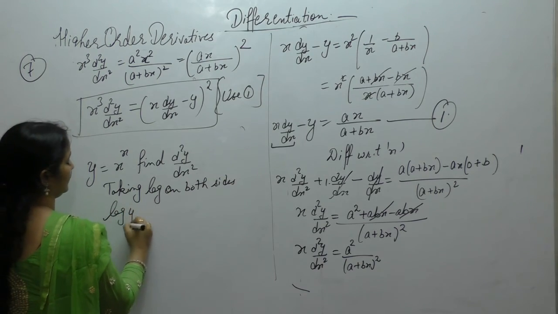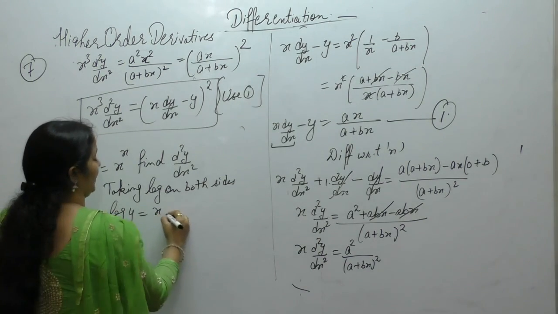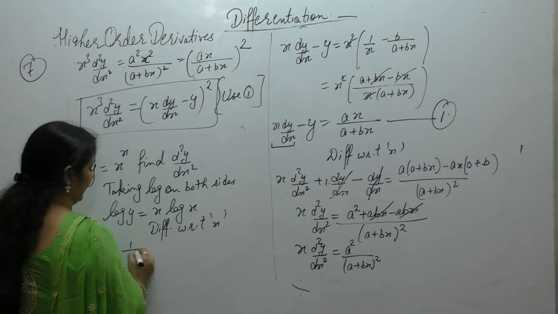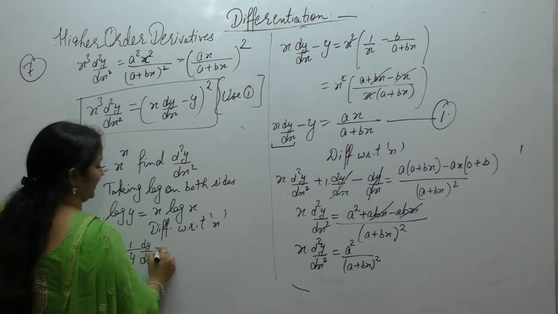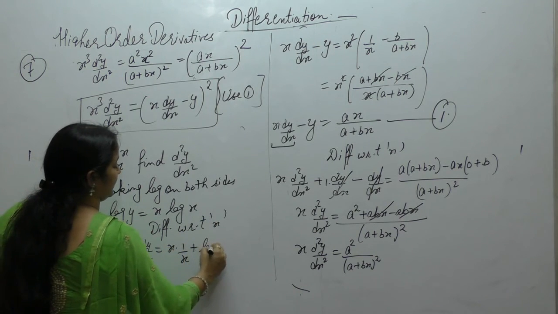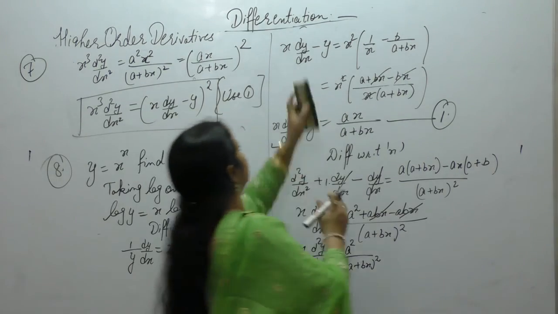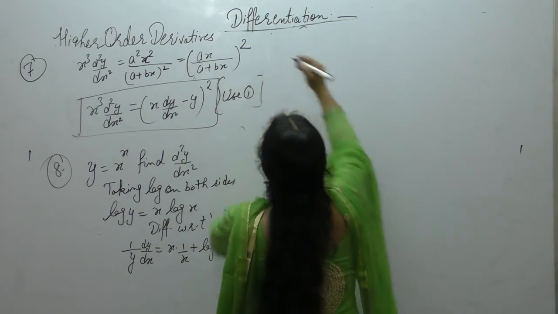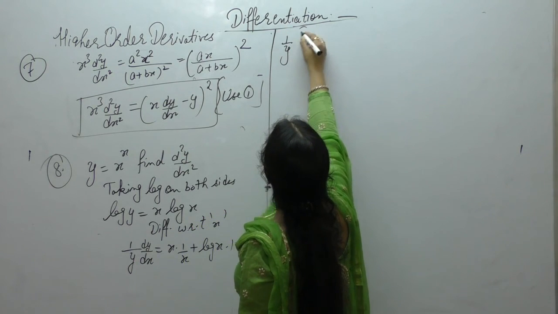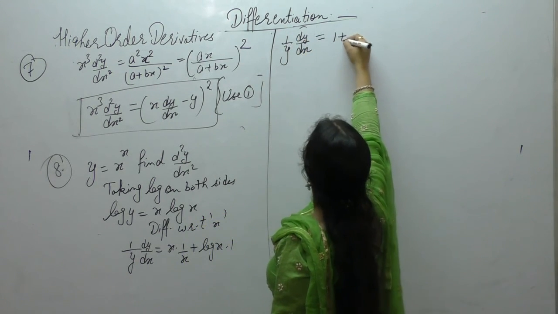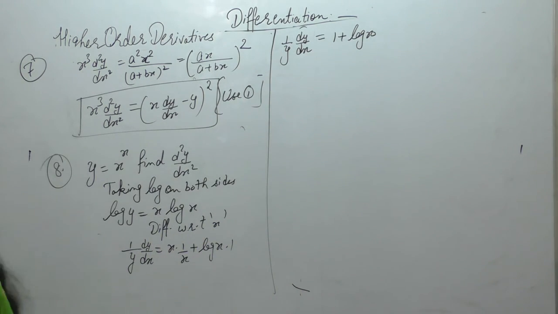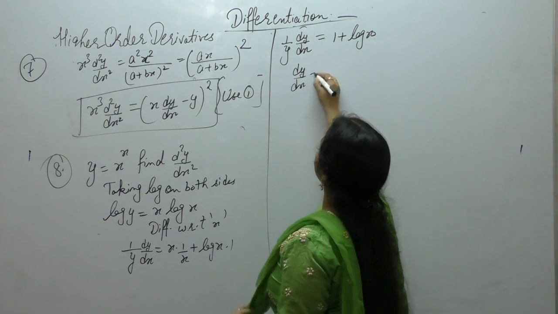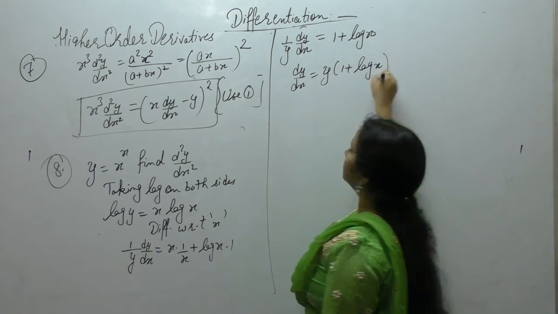Bracket log of y, log of x power m log of x. Now differentiate with respect to x. Derivative of log of y is 1 upon y dy upon dx. First derivative of second plus second derivative of first. Now we get 1 upon y dy upon dx equals 1 plus log of x. Clear? We can write it as dy upon dx equals y into 1 plus log of x.